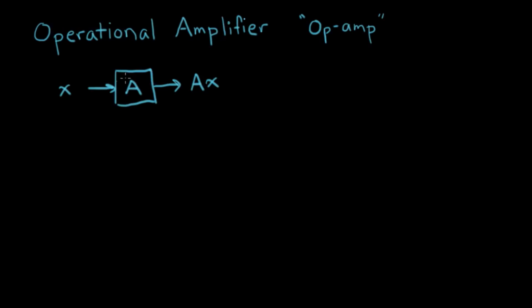Now, when we talk specifically about an operational amplifier, the symbol we use for an operational amplifier is a triangle. And it has two inputs.